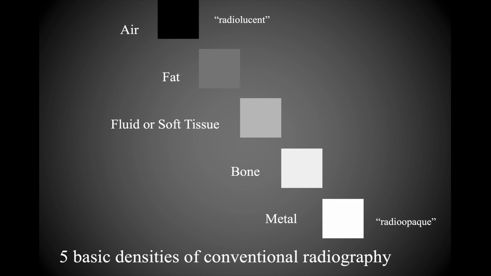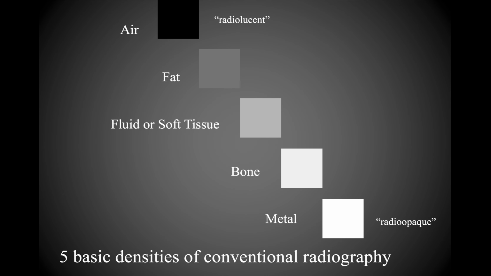So since the basis of X-ray imaging is differences in densities of various tissues, it's important to know how different tissue or material types will appear on X-ray. And there's 5 important densities to know. 4 that arise from tissues and 1 from external implants, which we'll talk about here in a moment. So we're going to start up here with air, which is radiolucent. So this means that air appears black on X-ray studies.